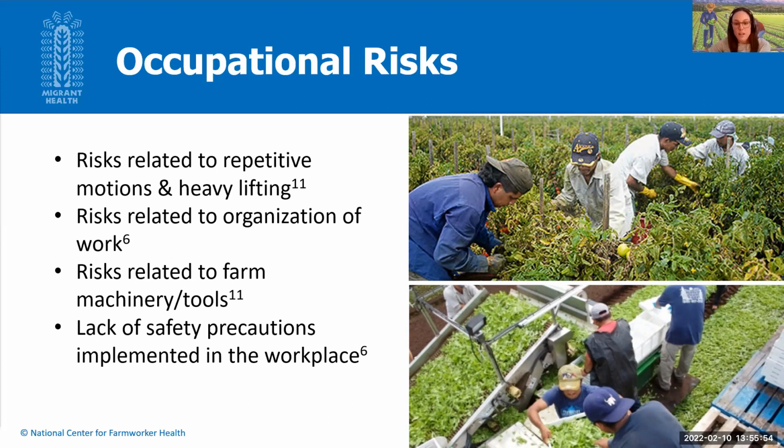Vehicle accidents are a large problem among agricultural workers as well. Workers are often transported to and from work by crew leaders in unsafe vehicles, which may not have seatbelts or may be overcrowded. In addition, because some agricultural workers migrate, the opportunity for accidents on the road is greater for agricultural workers compared to the general population.